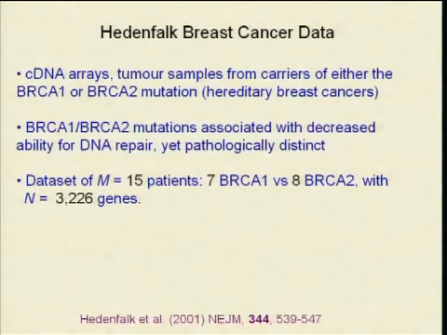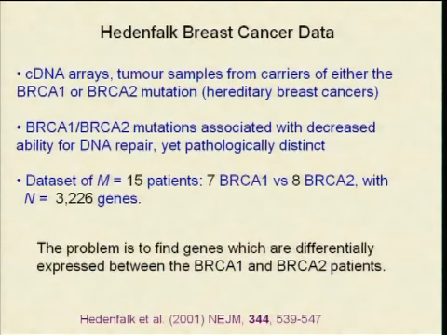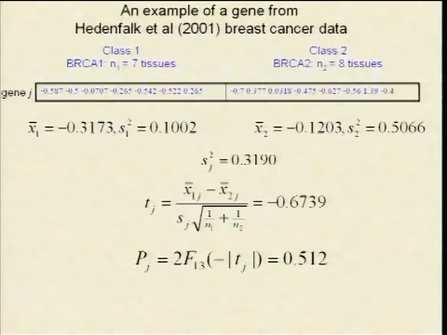I'm going to just focus on one small data set that's been analysed quite extensively in the literature. This is the Hedenfalk breast cancer data set. It's a very small data set: you've got 7 females with the BRCA1 gene and 8 with the BRCA2. There are 3,226 genes, and the problem is to find which genes are differentially expressed between BRCA1 and BRCA2. This is a reference to the data. For people who've been working in this area, this data set has been analysed very extensively.